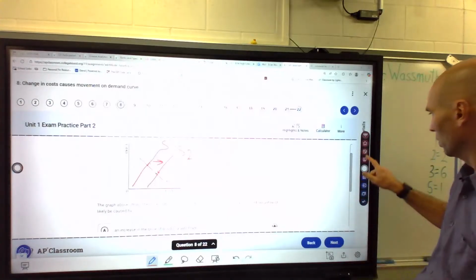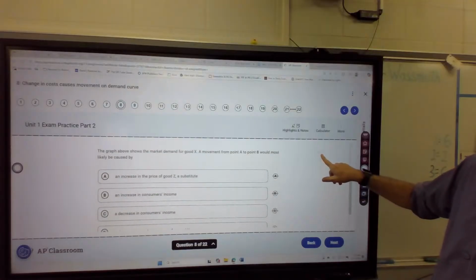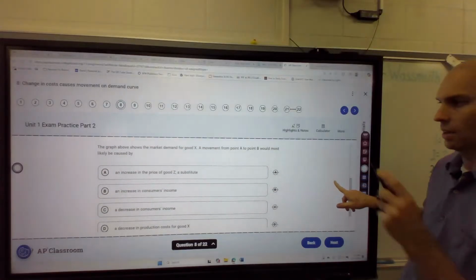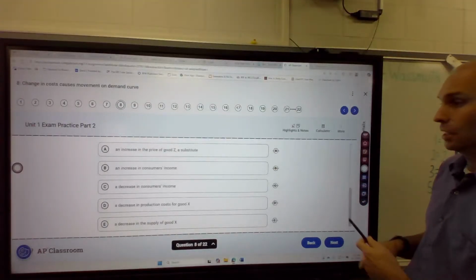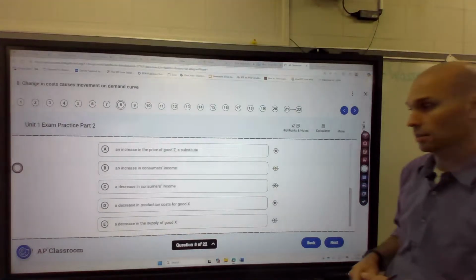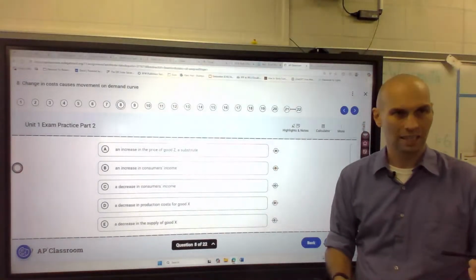Supply would do that. So once we know that, an increase in supply, an increase in the price of good Z, no, that would be a substitute. So that's demand, consumers' incomes, the demand shifter, a decrease in production costs for good X. There it is. And then not a decrease in supply, an increase in supply.